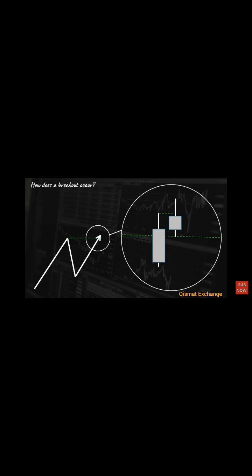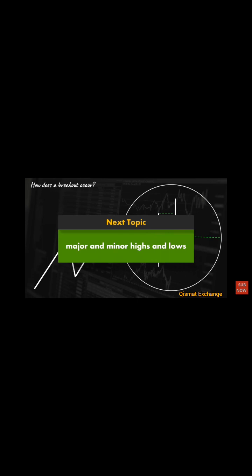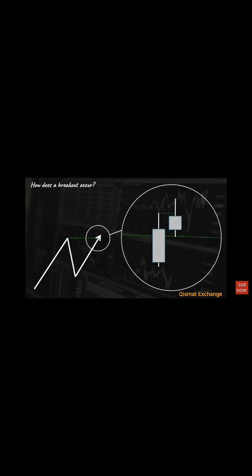Remember, everything we discussed here is applied to the bearish scenario as well. Now let's move on to the next topic, which is the major and minor highs and lows. When is a swing high or swing low considered strong, and when is it considered weak?